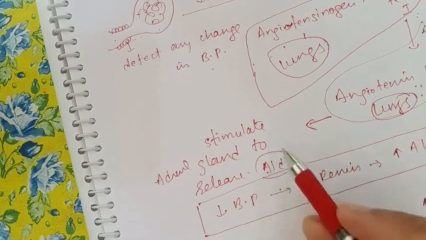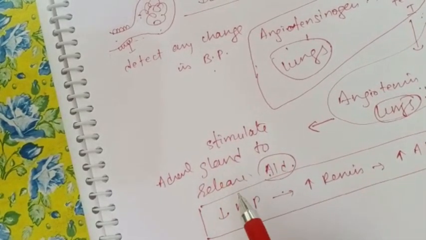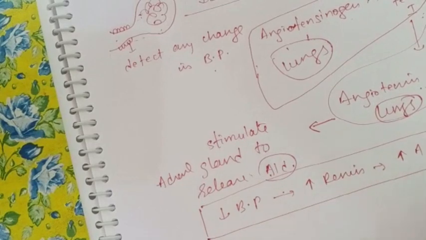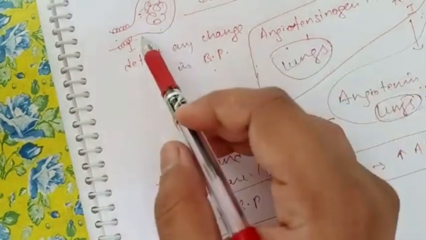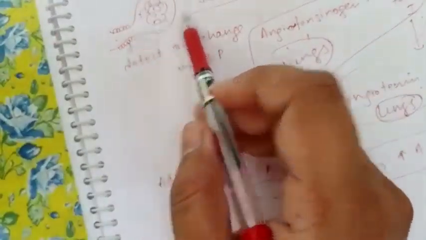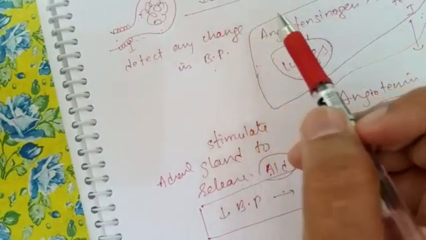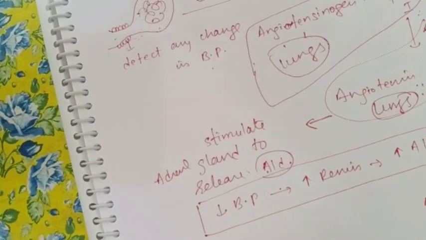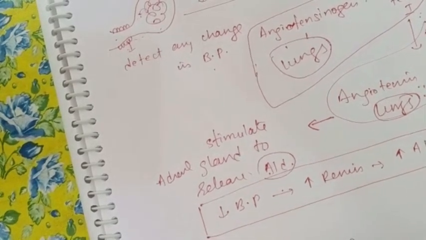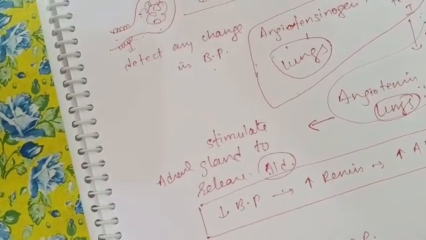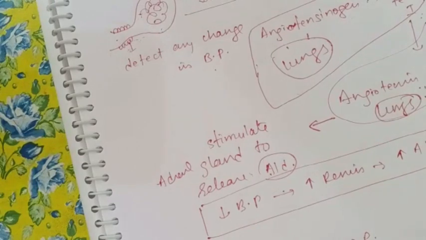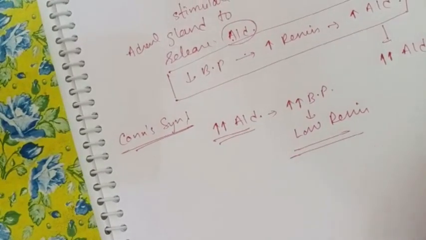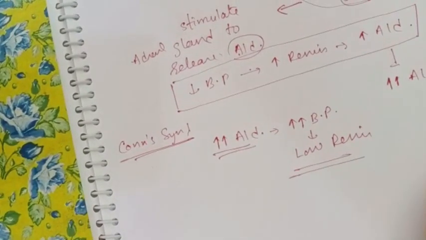That's why, to maintain the blood pressure and the sodium and water content in the body, juxtaglomerular cells inhibit the release of renin in the presence of increased BP. So in Conn syndrome, there will be increased aldosterone, increased BP because of sodium and water conservation, and there will be low renin. Okay, so we will summarize what we have done.